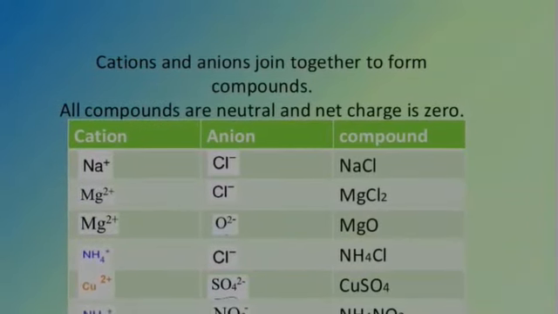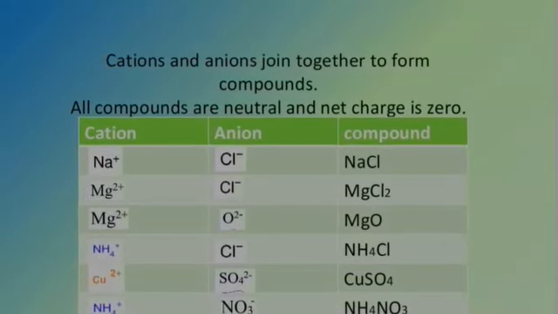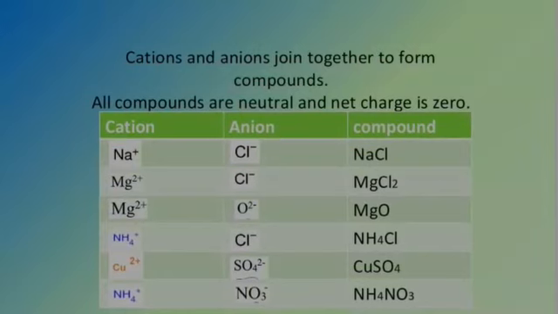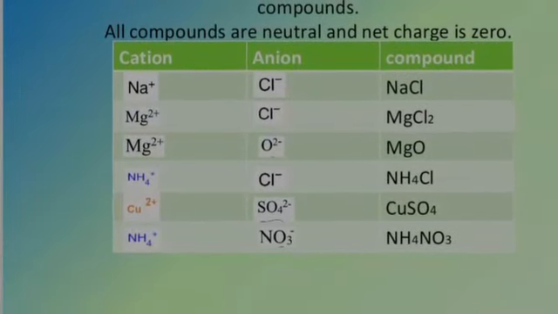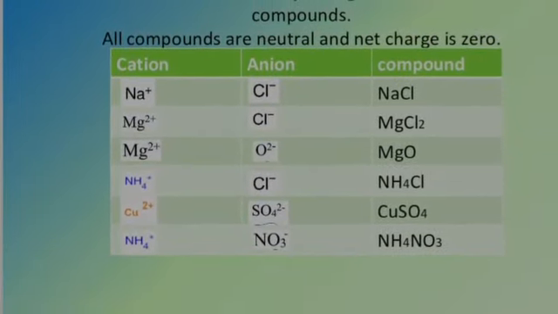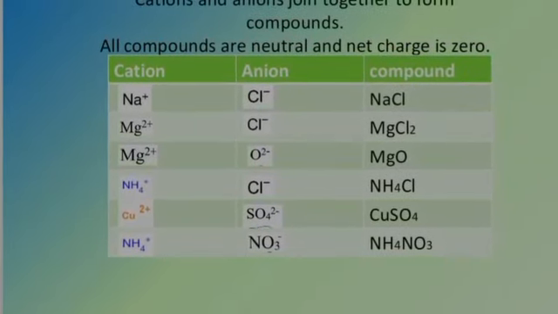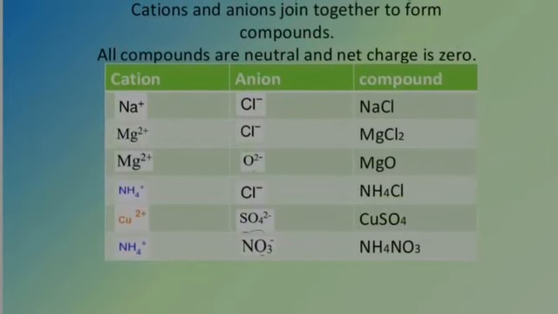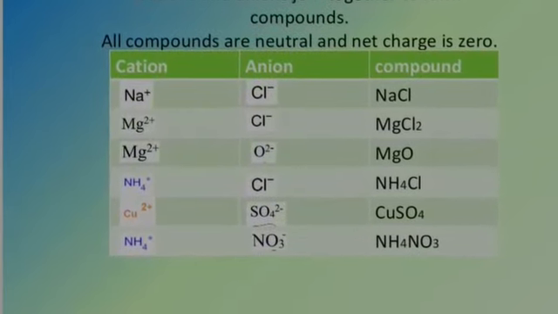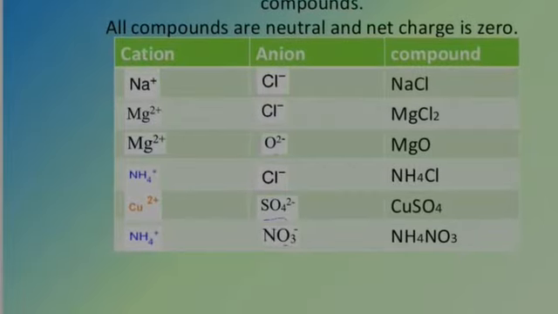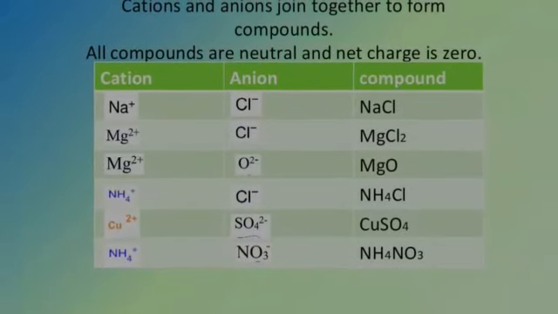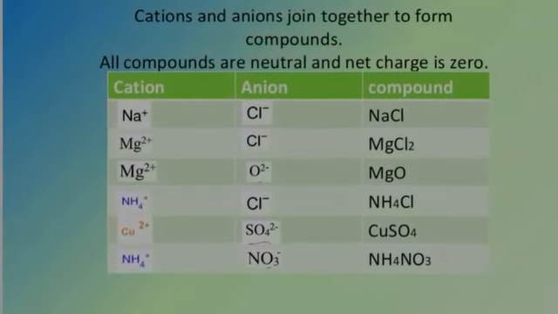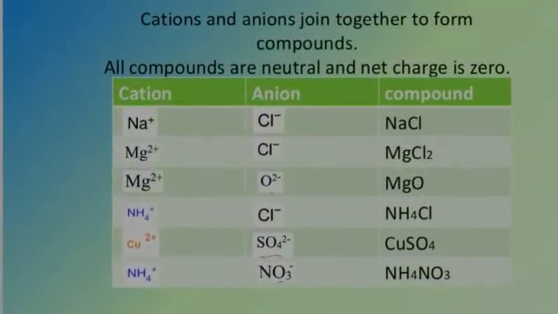Cations and anions join together to form compounds. All compounds are neutral and net charge is 0. So here you can see sodium ion and chloride ion join together to form the compound sodium chloride. Magnesium ion and oxide ion form magnesium oxide. Copper ion and sulfate ion form copper sulfate. Ammonium ion and nitrate ion form ammonium nitrate.